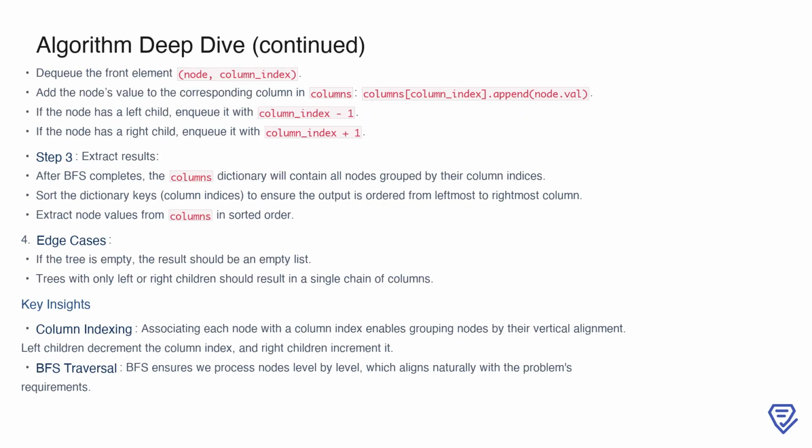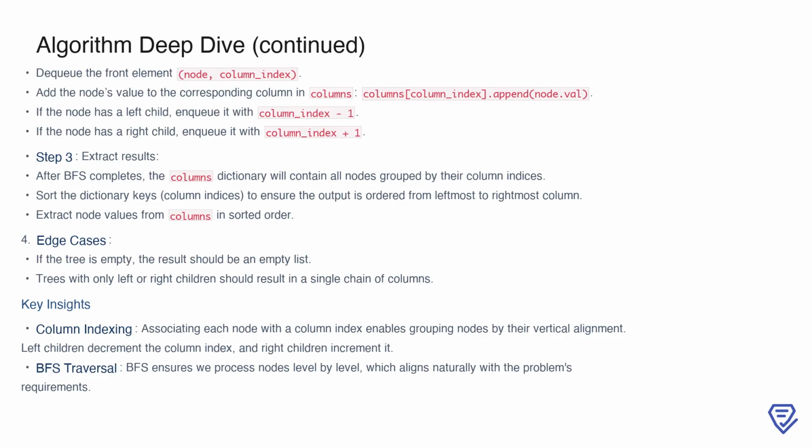As we begin the BFS traversal, we repeatedly dequeue the front element from the queue. This element includes the current node and its associated column index. The node's value is then added to the corresponding column in the dictionary. If the node has a left child, it is enqueued with a column index decrement by 1. Similarly, if the node has a right child, it is enqueued with a column index increment by 1. This ensures that each node is correctly grouped based on its vertical alignment.